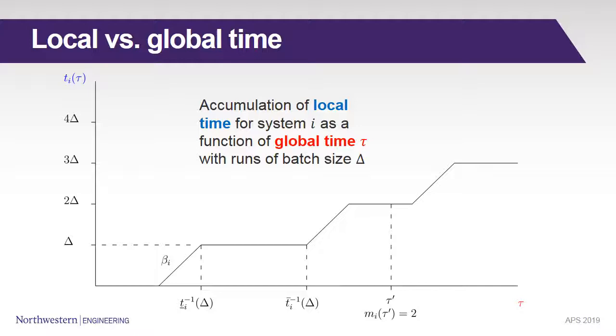There are several quantities that are important to us to identify when we try to do proofs about this sort of process. Moving from left to right, we need to consider things like the first point in time at which system I accumulates delta of local time, and also the last point at which it happens. In addition, given any particular point in time in global time tau prime, we need to be able to say how many cycles of or batches of local time have been collected on system I.